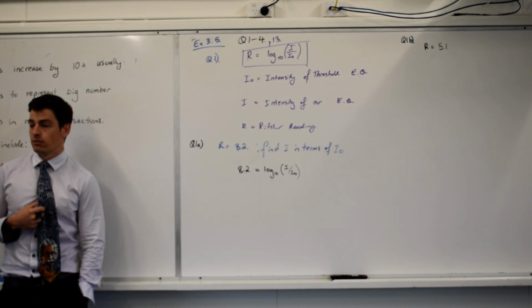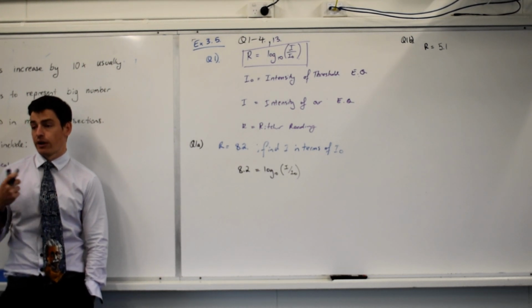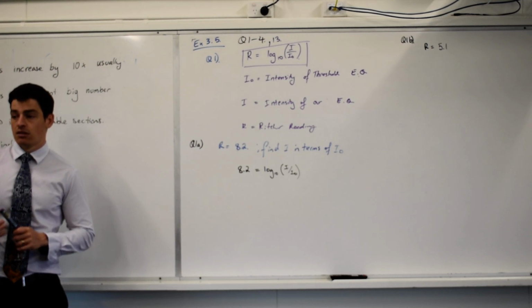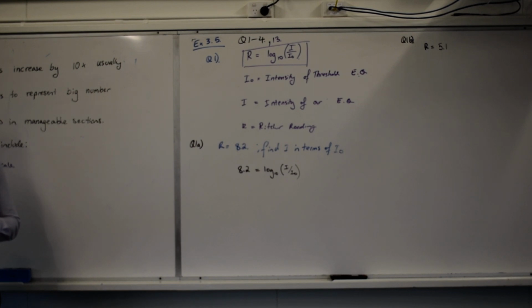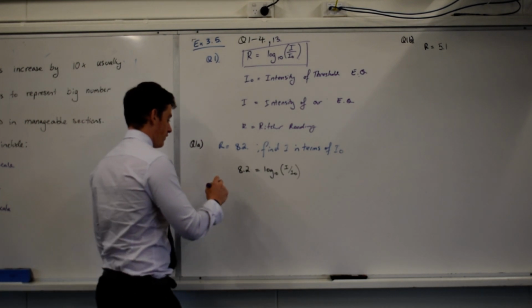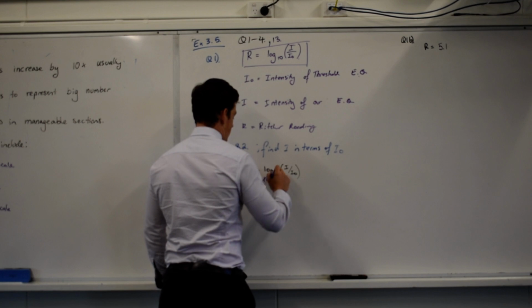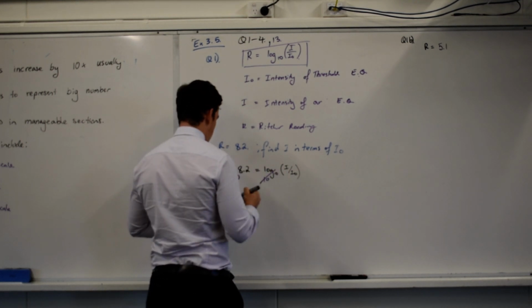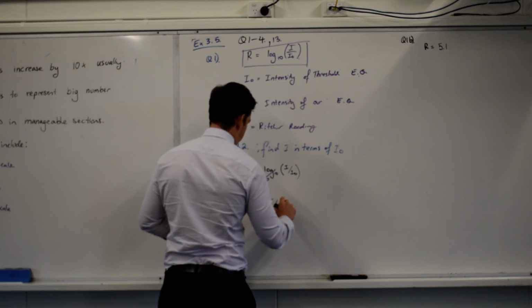We want to get rid of the log 10. I'm going to get the I and the I naught by itself. So how do I get rid of the log 10? Not natural log. What's the opposite of log 10? How do we cancel that out? 10 to the power of. I'm just going to put 10 to the power of down below. That's going to cancel that out. So we have now 10 to the power of 8.2 equals I over I naught.